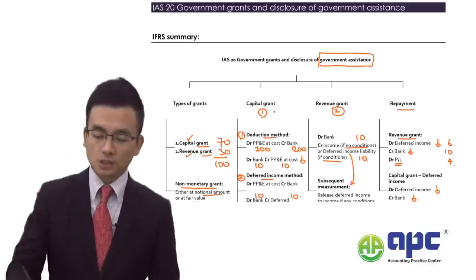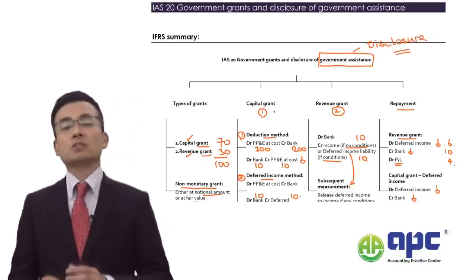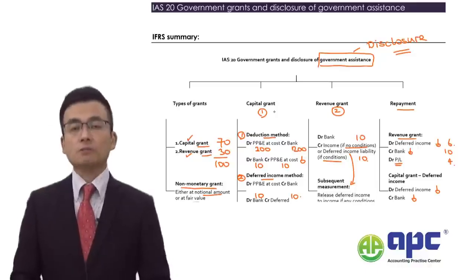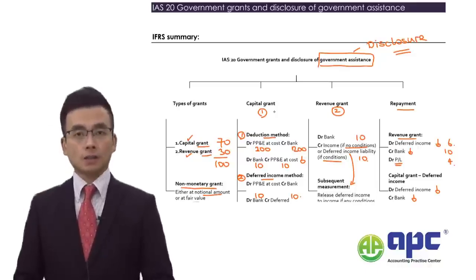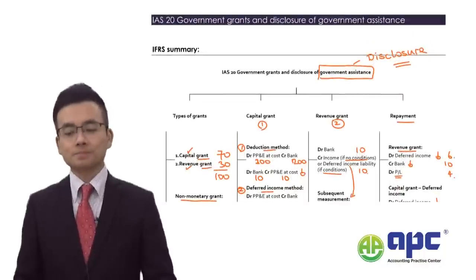For the government assistance, you need to disclose it. No journal entries are required, but you need to disclose that. You need to disclose that fact in the financial statements in your annual report, and that's very important there.